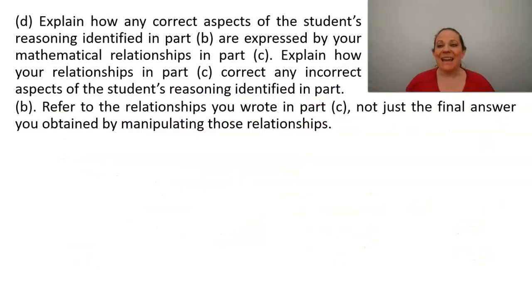Part D. Explain how any correct aspects of the student's reasoning identified in Part B are expressed by your mathematical relationships in Part C. Explain how your relationships in Part C correct any incorrect aspects of the student's reasoning identified in Part B, and refer to the relationships you wrote in Part C, not just the final answer you obtained by manipulating those relationships.